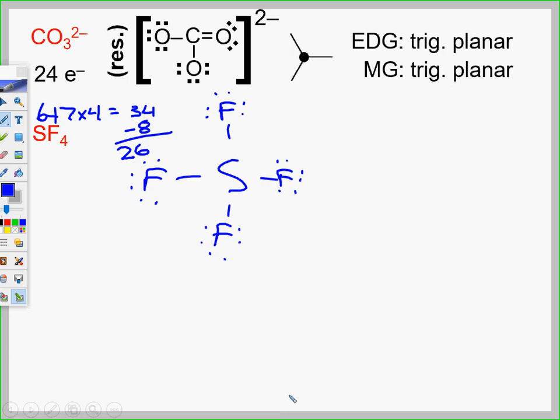No, I'm not going to add a double bond. Okay, a lone pair. So I got to kind of shift this. This guy's not going to be there, really, right? He's not going to be there. Go like this. They're going to go away from that.